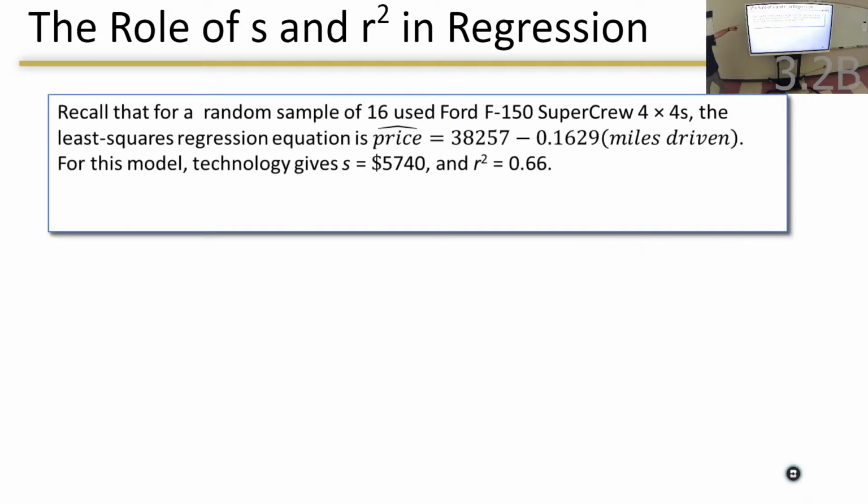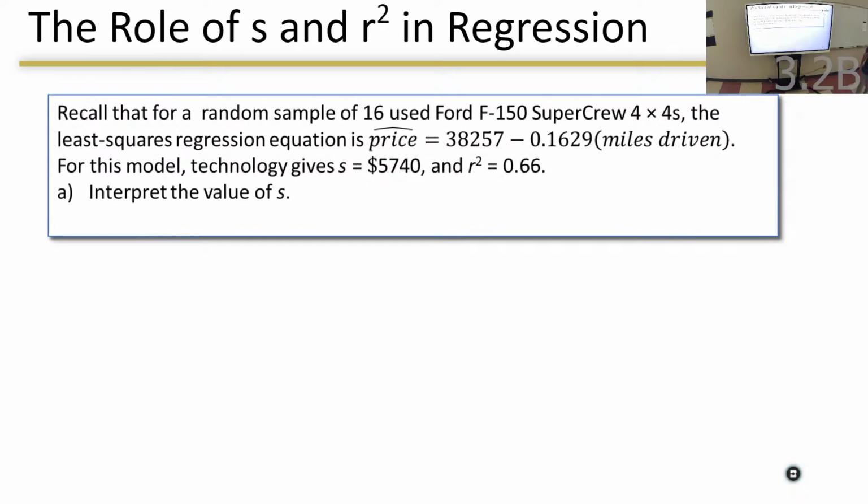All right, so I'm back here at my trucks. I've got S is 5740 and I got R squared is 66. Again, they're going to tell you this information. They're not going to ask you to find it because a calculator can give it to us really easily. Interpret the value of S. A typical distance the points are from the line is 5740.